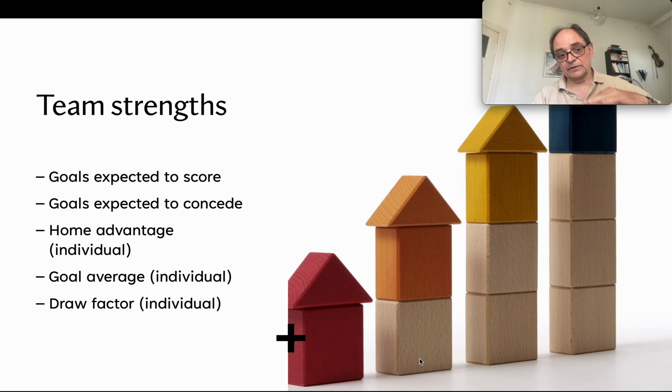The goal average and the draw factor are also driving factors that are pretty deep, but how much better can I explain it than to tell you all the secrets so you can do it yourself. The team strengths are determined by the goals expected to score, the goals expected to concede, and the home advantage, which is still on top of the league's home advantage. It's comparing it, so to say, with the league-wide home advantage, and this one is individual. Same thing with the goal average and the draw factor.